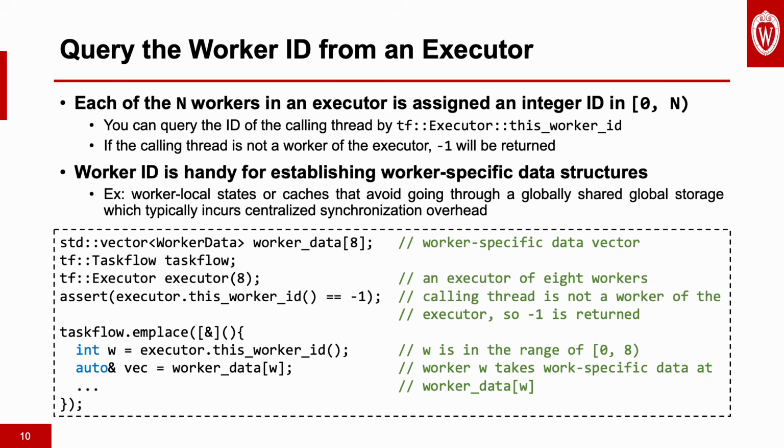This worker ID is very handy for you to establish worker-specific data structures, such as worker local states or caches, that allow us to step away from a globally shared data storage, which typically incurs centralized synchronization overhead. For example, the code below defines a worker-specific data vector of 8 entries, where each of the 8 workers accesses its own entry using its worker ID.